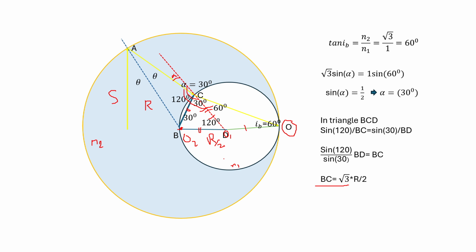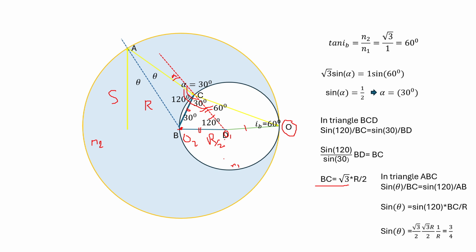Now coming to the second one, in triangle ABC, this angle is our theta, so sine theta by BC equals sine 120 by AB. This is our angle 120 and this is AB. AB is the radius, so sine theta is sine 120 by BC into BC by R. Now substituting the value of BC and R, we will get sine theta equals 3 by 4. So this is our final answer.